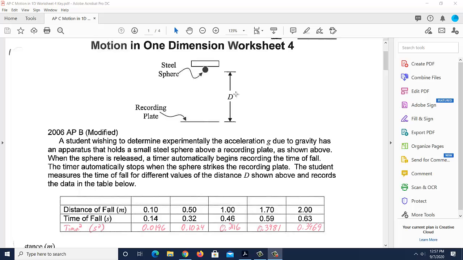The timer begins the recording when you release the sphere. It hits the plate at the bottom and stops the timer. Should be a pretty accurate kind of thing to do. We don't actually have a set of equipment like this, but I've certainly seen them in the past.